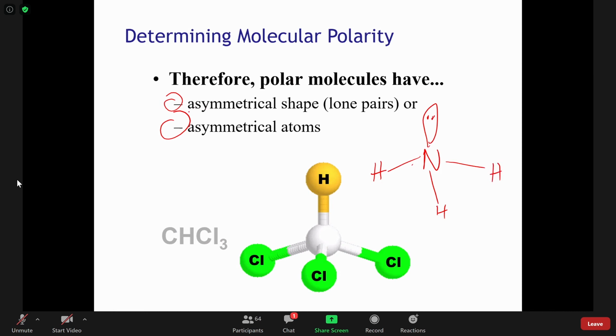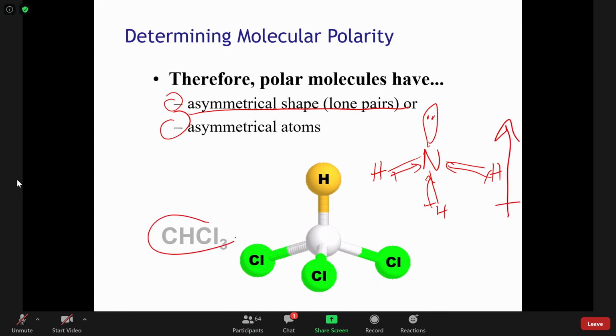So for this first one, we have an asymmetrical shape with lone pairs. Our dipole moments are all pointing towards nitrogen because hydrogen is more weakly electronegative than nitrogen. And the overall dipole moment here is going to be going up this way.